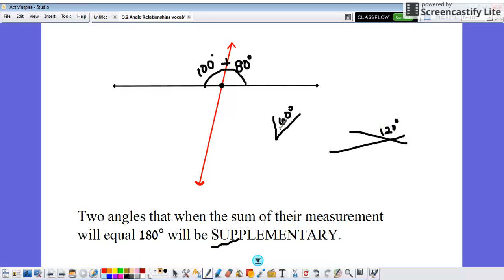If I said that this angle A plus this angle over here B, they're not touching, they're not in the same illustration, but if I was referring to them together, I could refer to them as being supplementary because together they equal 180 degrees. And I'm sorry about the sloppy writing there.